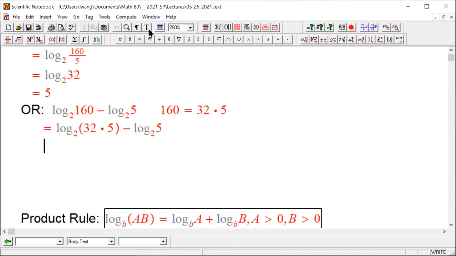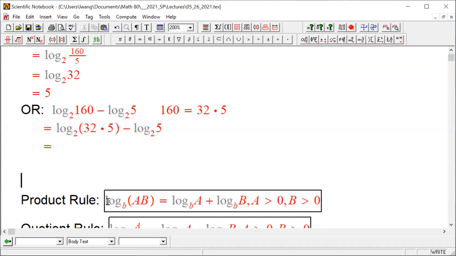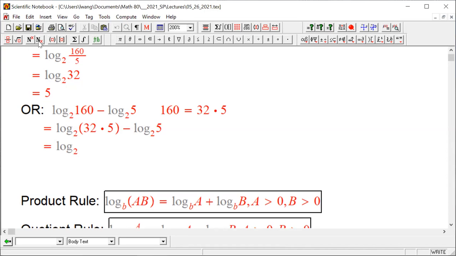Okay, and using the product rule this time, right here. Product rule: capital A, capital B, base is 2. So the product of 32 times 5 equals log base 2 of 32 plus log base 2 of 5. And we have another subtracting of that.